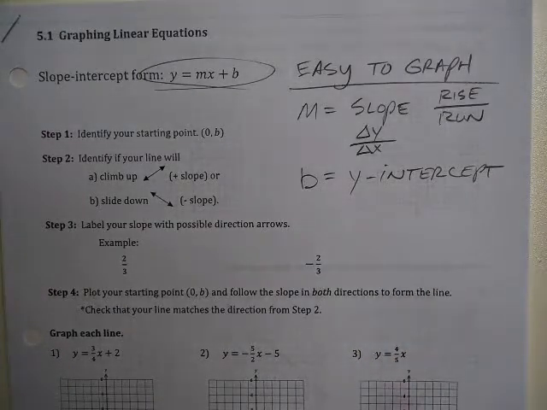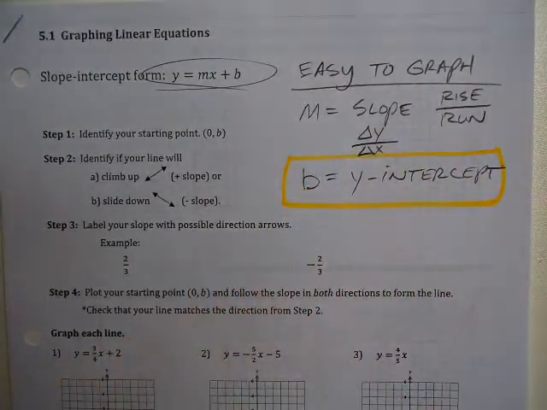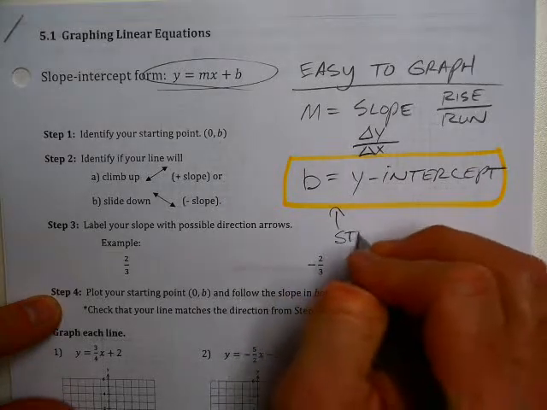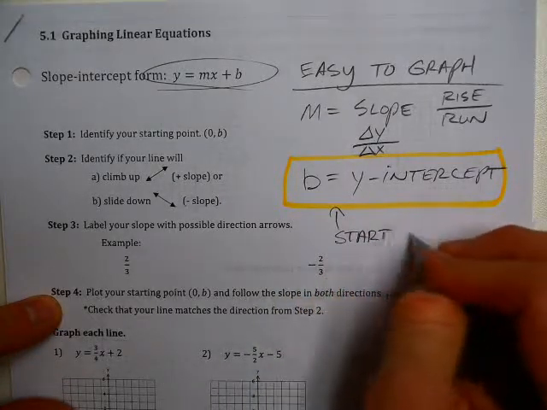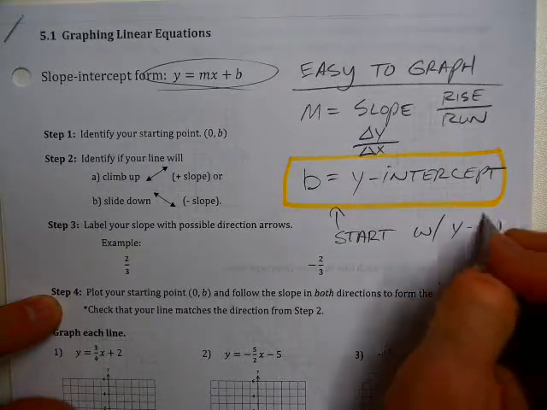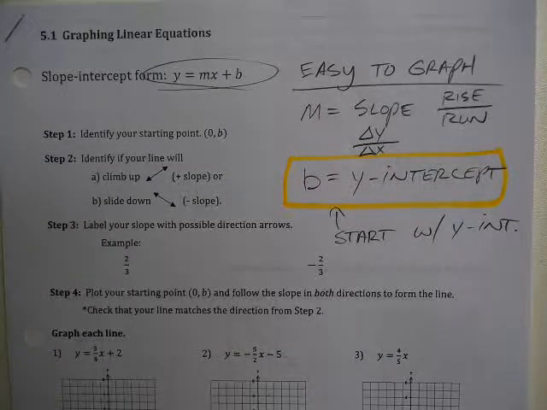Now, both of these are important. This is the guy you start with when we're graphing. It's our starting point. So it's the number that's adding or subtracting in the end. We call that the constant.